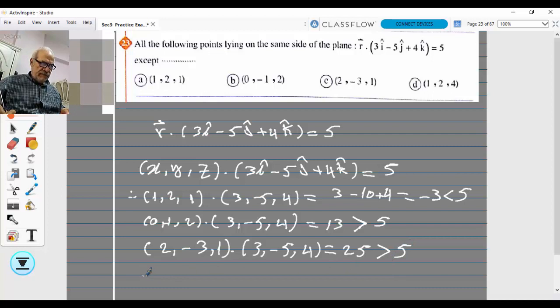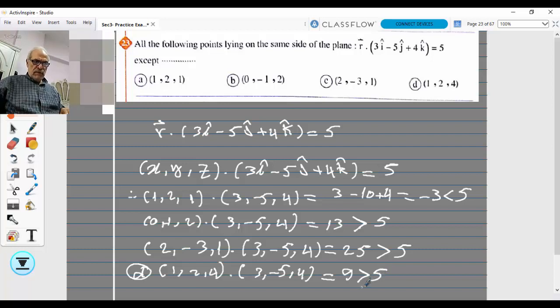The point at D, here is the point (1, 2, 4) dot (3, negative 5, 4), which equals 9, and 9 is greater than 5. So these 3 points are all on the same side except the first point. So the answer will be at the letter A.